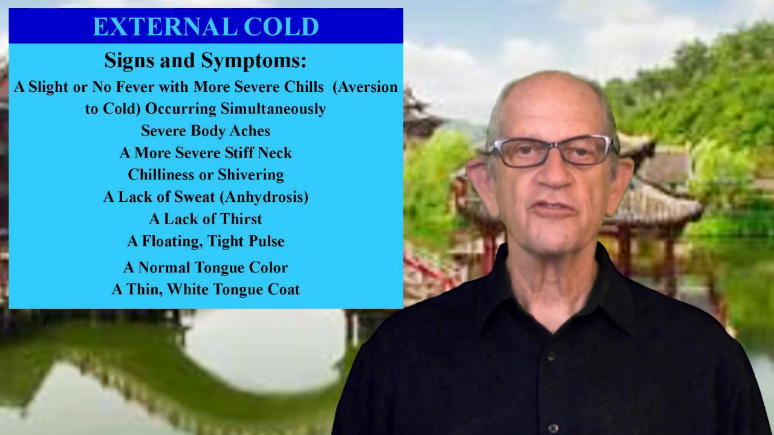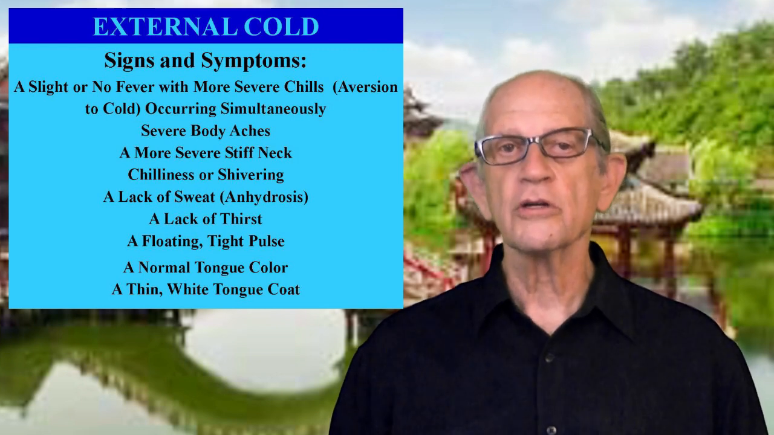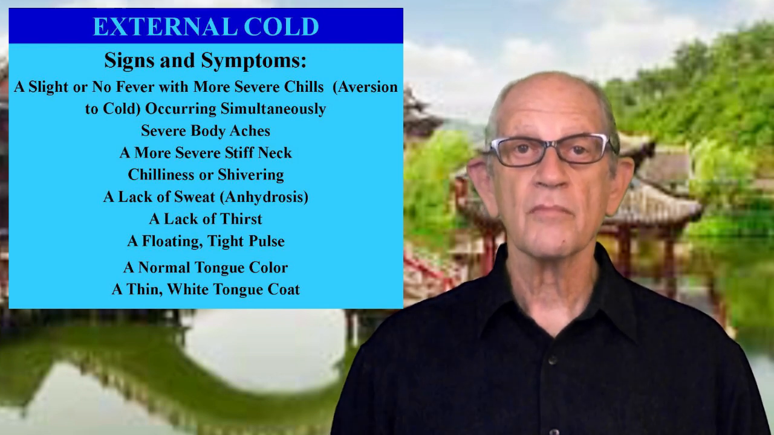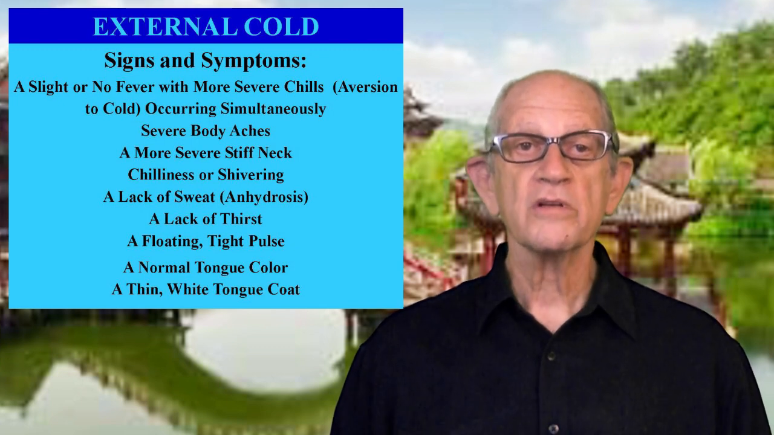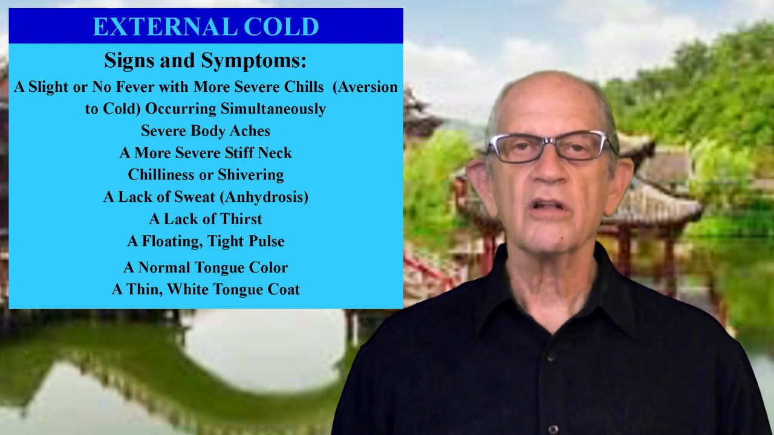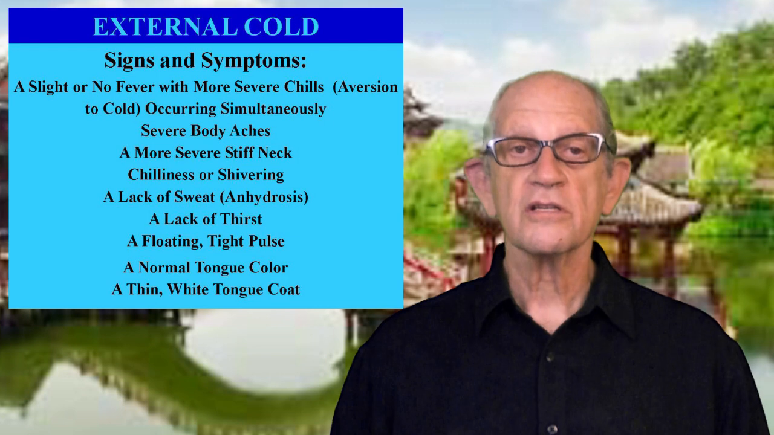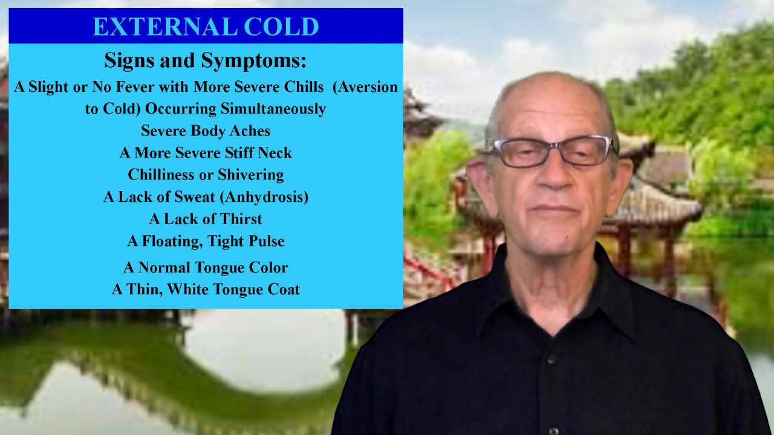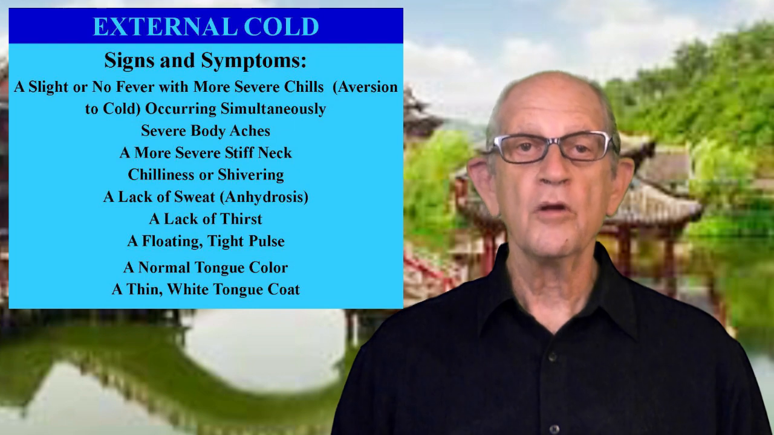The initial symptoms of external cold are a slight or no fever with more severe chills or aversion to cold occurring simultaneously, severe body aches, a more severe stiff neck, chilliness or shivering, no sweat, also called anhidrosis, no thirst, a floating tight pulse, a normal tongue color, and a thin white tongue coat. As the cold moves deeper into the body, other signs and symptoms appear. This progression is described in detail in the Shanghanlun, which is also part of Shanghanlun Wenbing diagnosis.